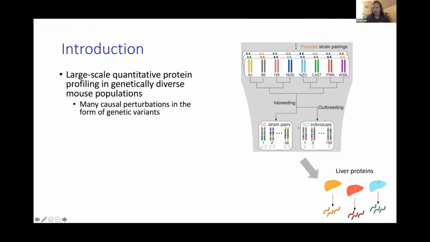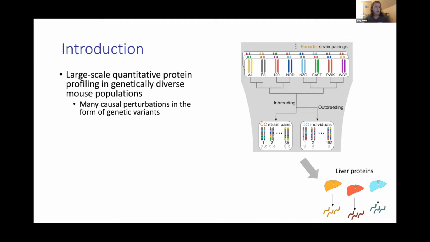When I'm talking about genetically diverse mouse populations, I'm primarily referring to the Collaborative Cross, which is a recombinant inbred panel, and then their sister population, the outbred Diversity Outbred, or DO, population. I don't need to go into a lot of detail with this audience, but these populations are descended from 8 different founder strains, and notably, there's a lot of genetic diversity present across these populations because 3 of the strains were wild-derived.